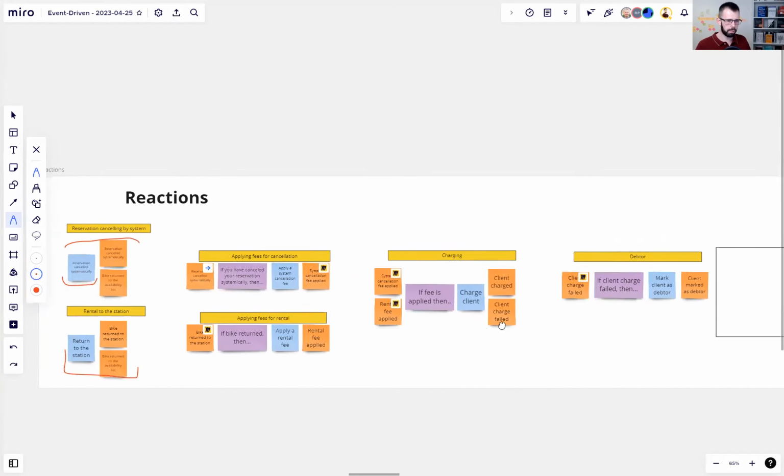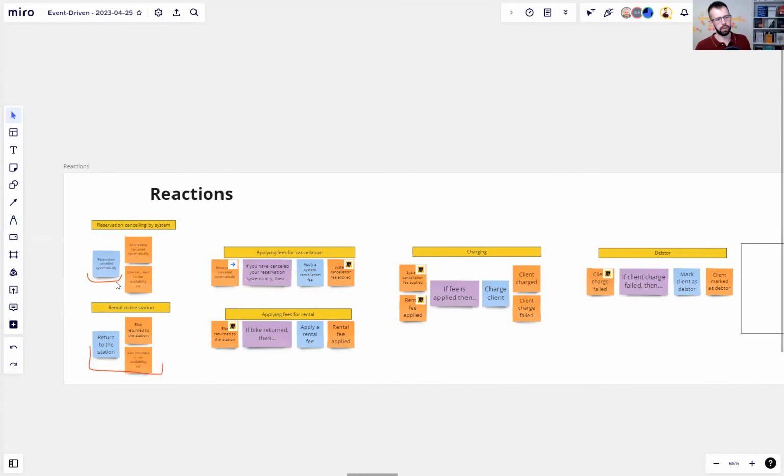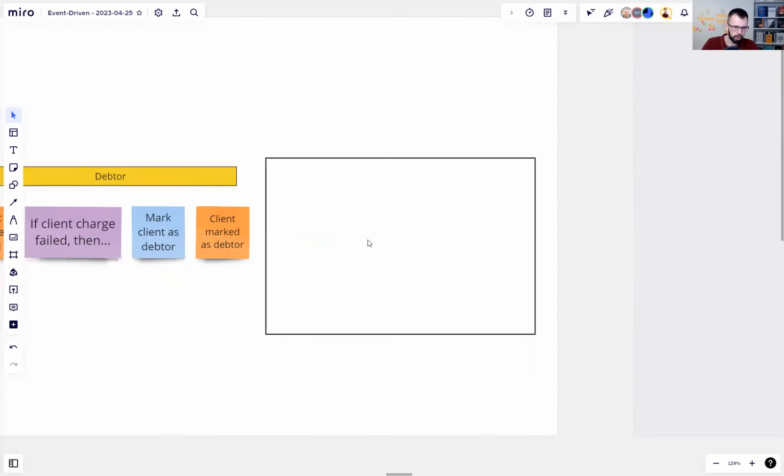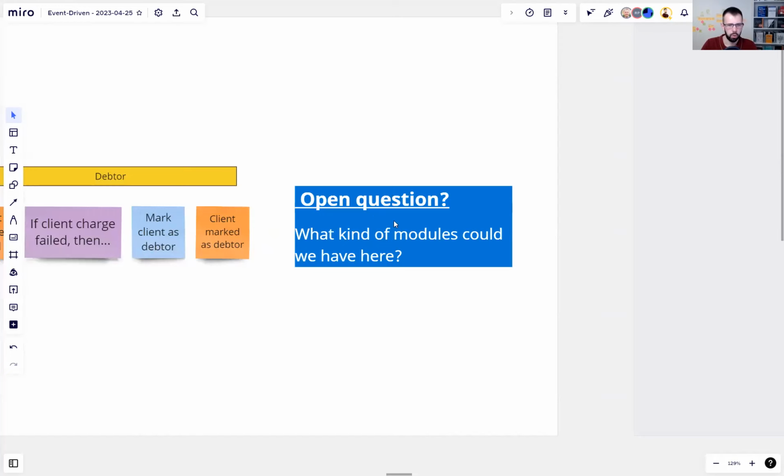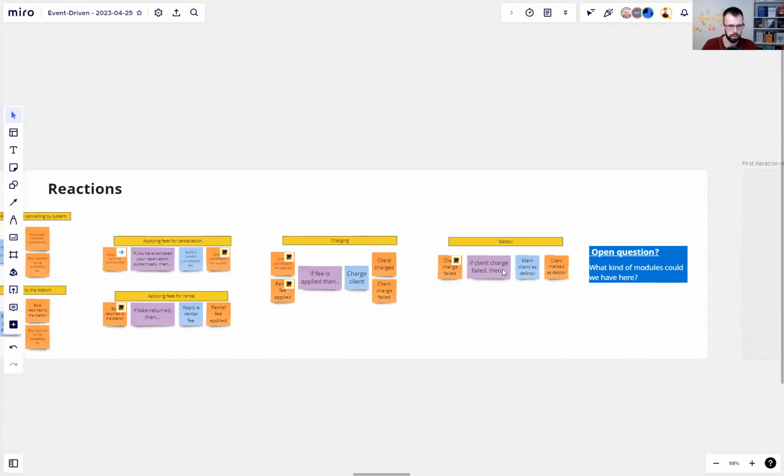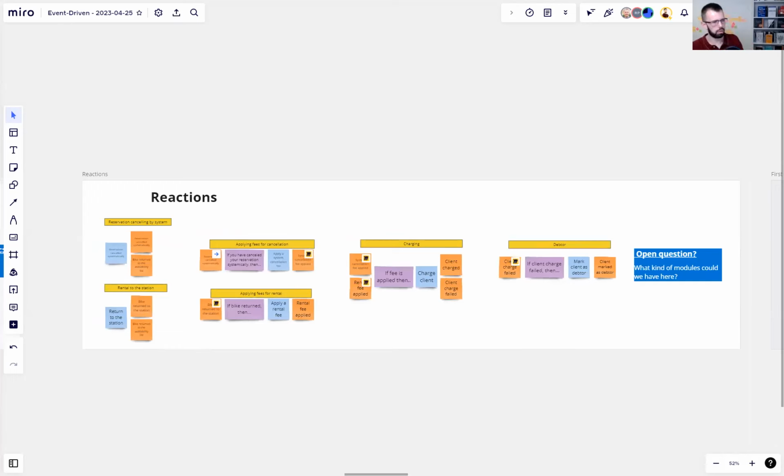So this is the first part where we could think about the modularization. So what needs to happen transactionally, immediately, and what can be done in some different part of the application, not in the transaction. And because of that, it would be much easier for us to spot the modules that we could have here. So the question that I have for you: what kind of modules could we have here, as you can see on that board?